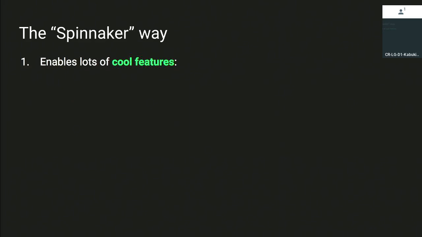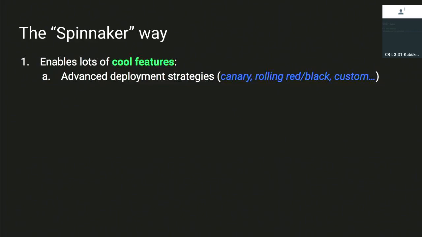The Spinnaker way has a lot of advantages if you follow the pure Spinnaker implementation path. So one, you get what we can call advanced deployment strategies. You have Canary, which is very powerful. Rolling red/black, which isn't fully open source yet. You can even describe your own deployment strategies. And these are possible because of the assumptions that Spinnaker makes about how it's interacting with your cloud provider.